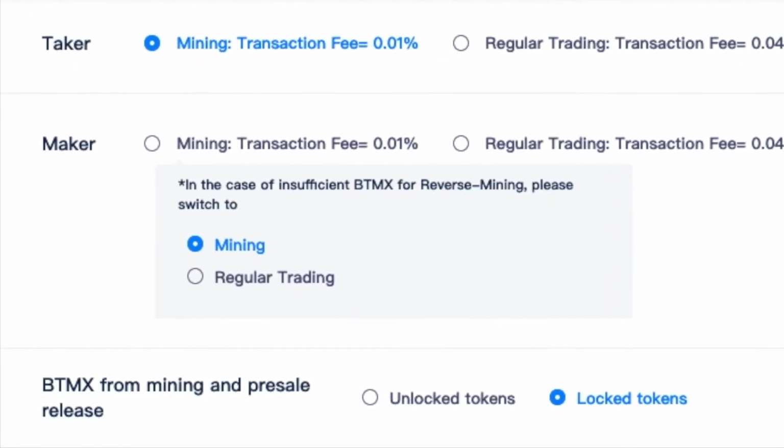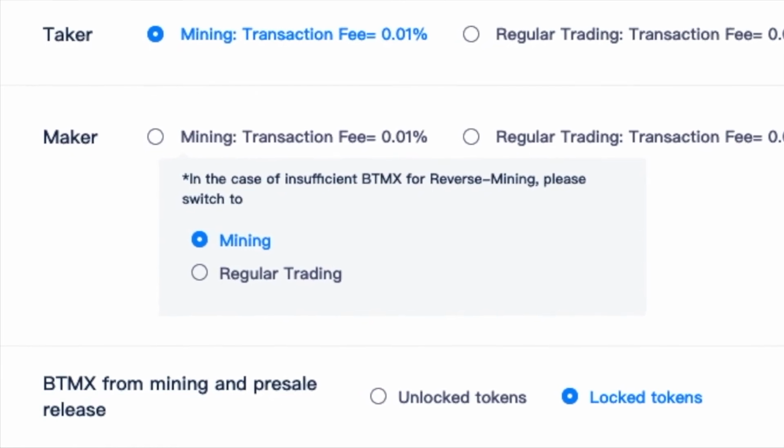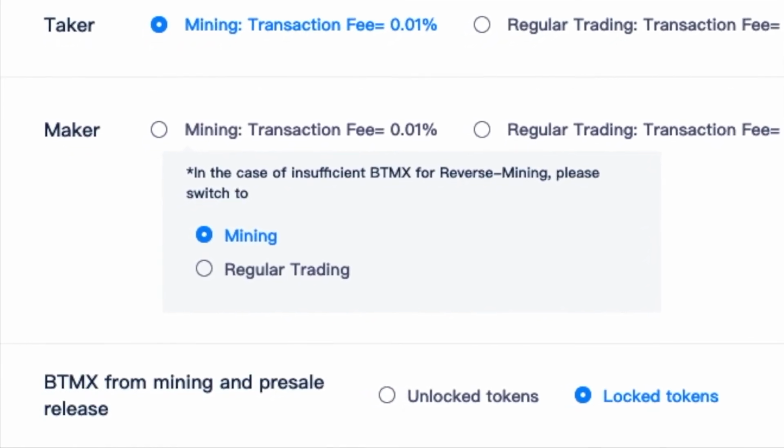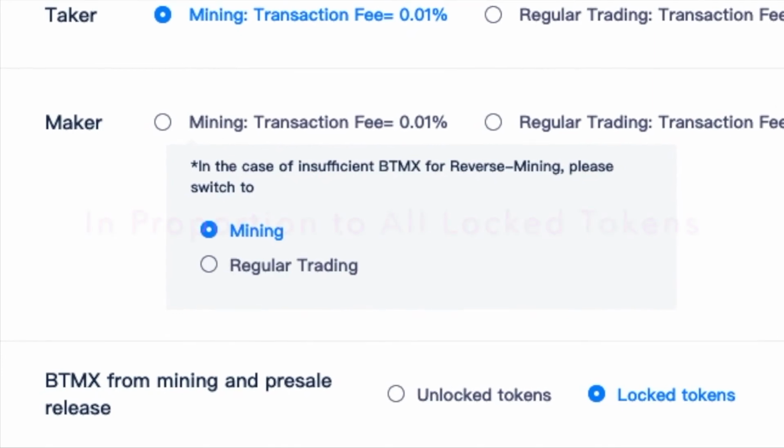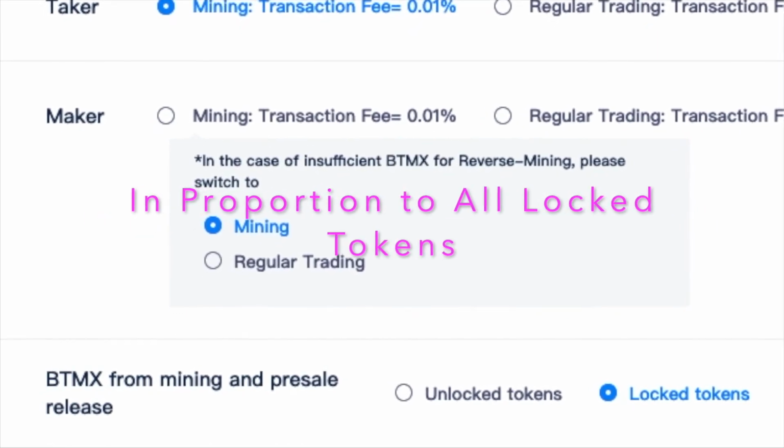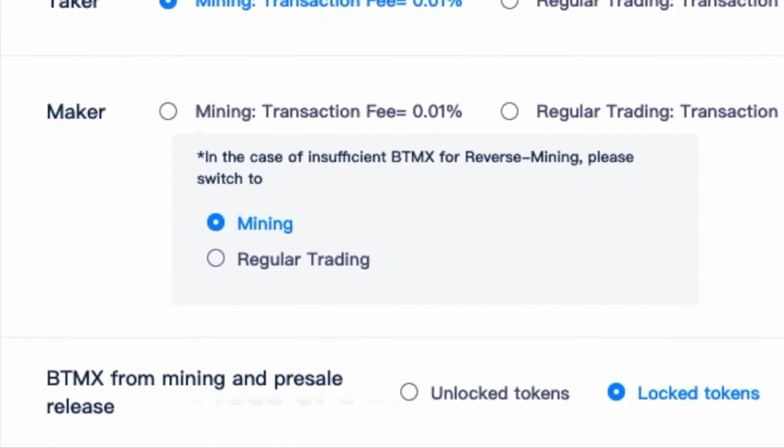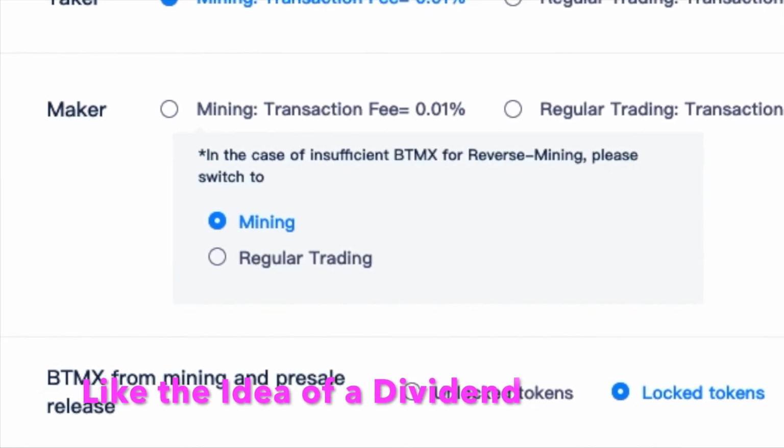If you lock them, every day the exchange sets aside 80% of all the transaction fees they obtained and they put it into a pool. Then they take 1/180th of that pool and distribute it to the folks who locked up their tokens.